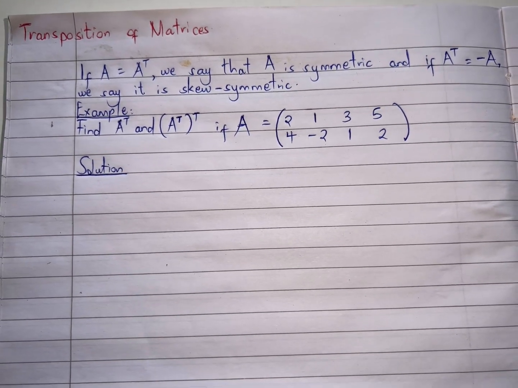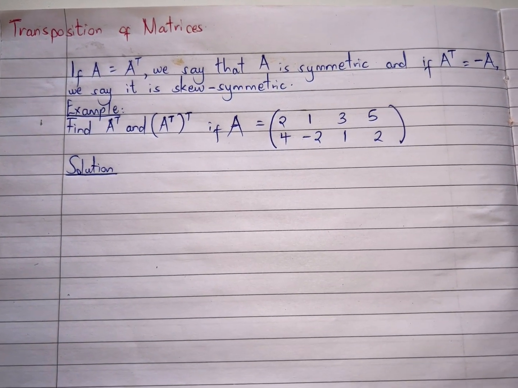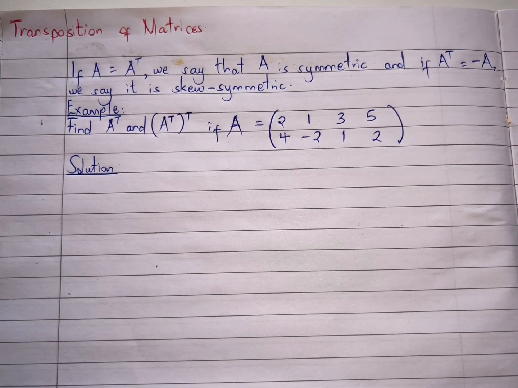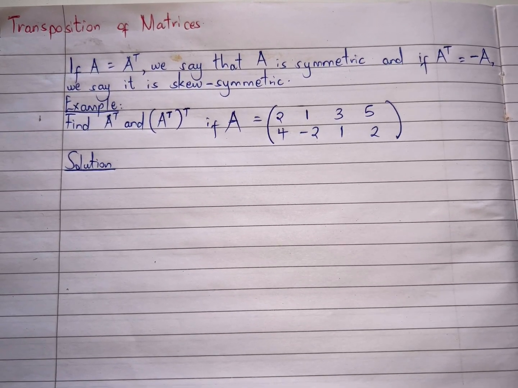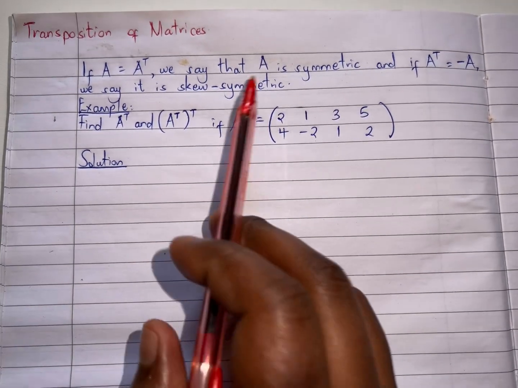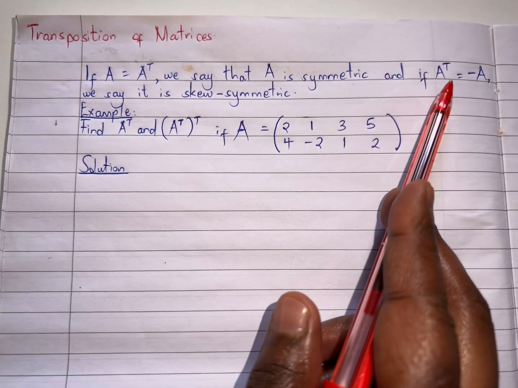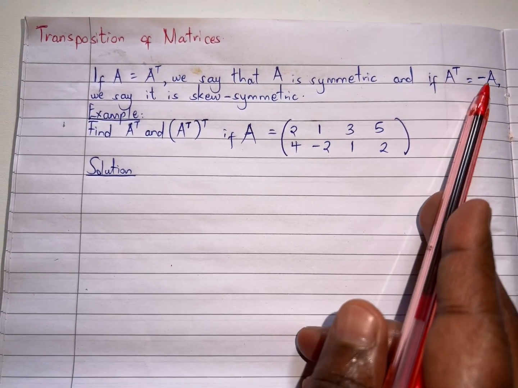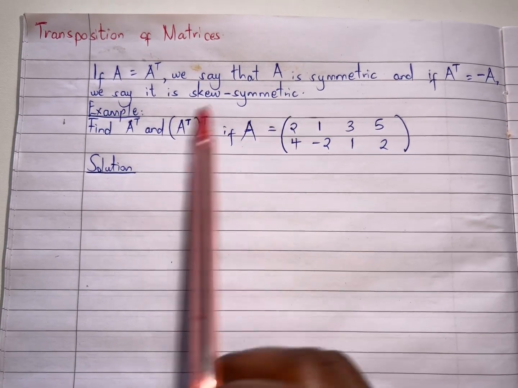Today we're still tackling linear algebra, and our topic will be transposition of matrices. Transposition is basically making the rows become columns. All the values on the row side will become columns. If the transpose of A is the same as A, we say that A is symmetric, and if the transpose of A is equal to negative A, we say it is skew-symmetric.